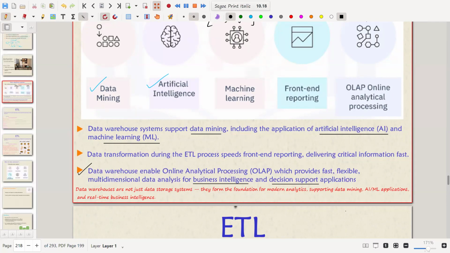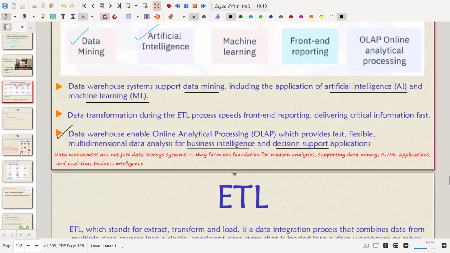What's the use of OLAP, online analytical processing? It can support the analysis of multidimensional data. So last point, as usual: data warehouses are not just data storage systems. They form the foundation of modern analytics. They support data mining, AI/ML applications, and real-time business intelligence. So they have something more than just data storage. That's the catch here. That's the take-home message: a data warehouse stands out from just a data storage system.